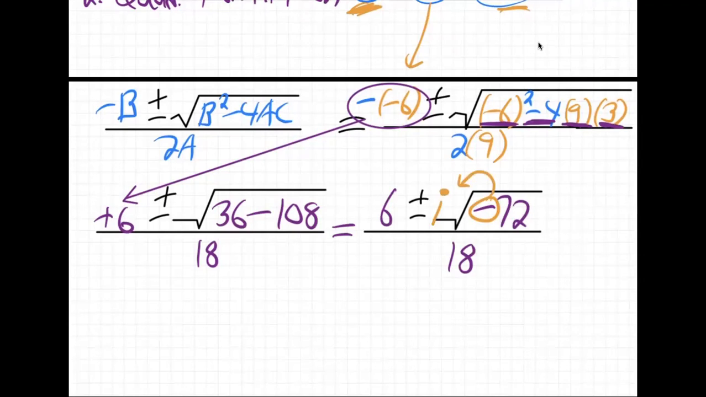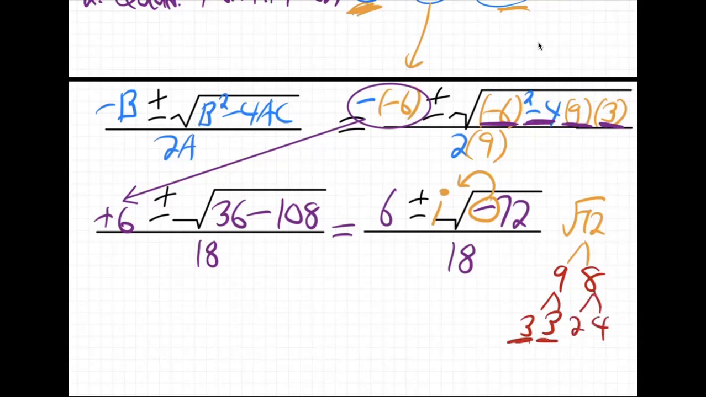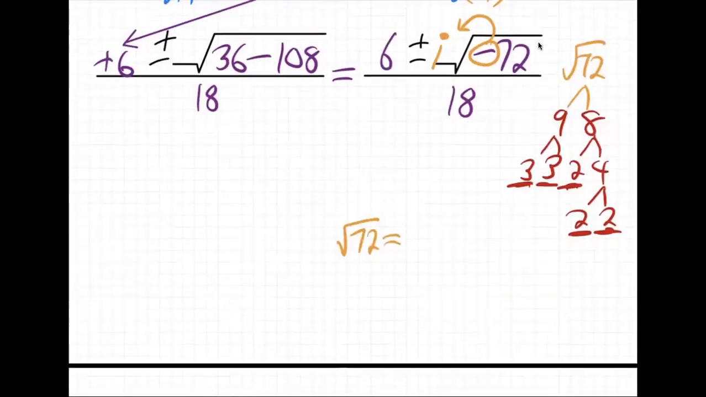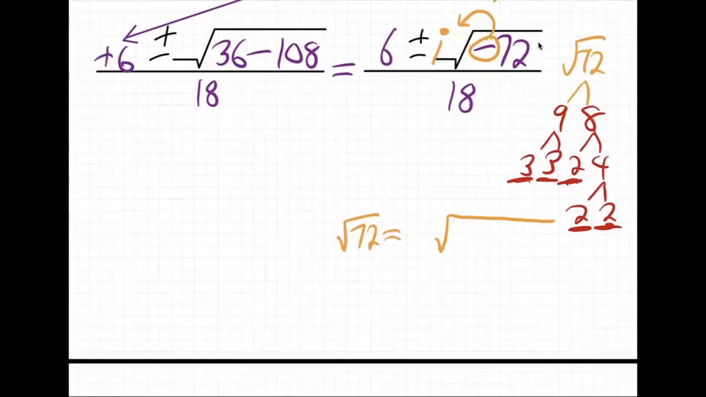So then we've got to simplify the square root of 72. How do we do it? We just break it down. Use your calculator. 9 times 8, that's 3 times 3. Those can't go down any further. And then 2 times 4, that 2 can't go down any further, and then 2 times 2. So we broke down that 72 as far as it'll go. So the square root of 72 is the square root of 3 times 3 times 2 times 2 times 2.